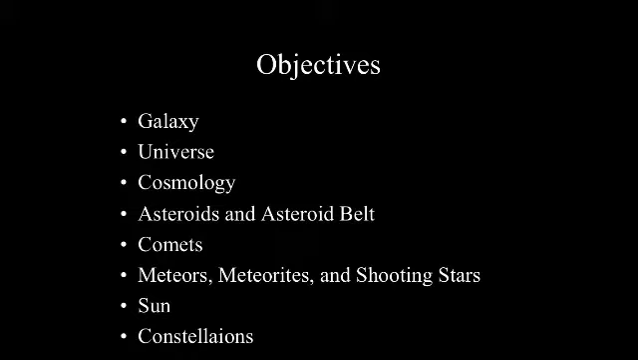Okay, so we talked about what a galaxy is, the universe, cosmology, asteroids, asteroid belt, comets, meteors, meteorites, shooting stars, the sun, and constellations. As always, if you have any questions, feel free to go back, rewind, clarify the information. You can Edmodo me with any questions or just ask me in class tomorrow.